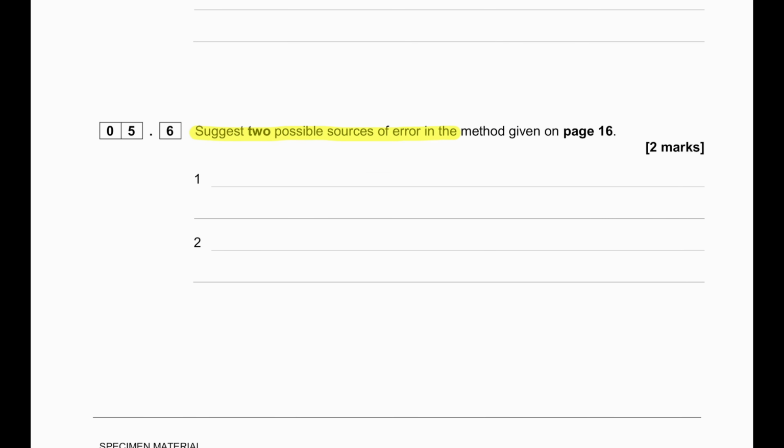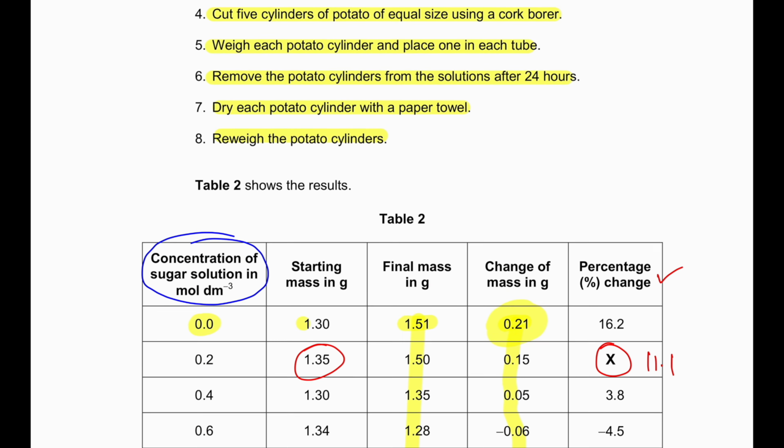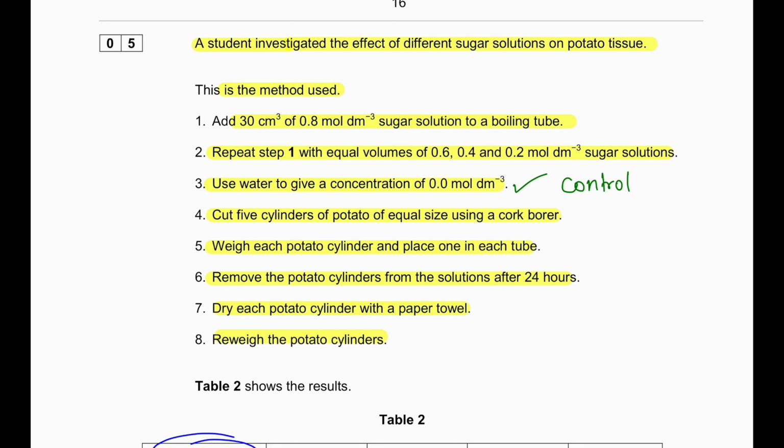Suggest two possible sources of error in the method given on page 16. If we analyze this particular process, we see that there can be an error in making the concentrations that the student has provided, like 0.8, 0.6, 0.4 and 0.2. And then there can also be a problem with drying the chips using paper towel. Either excess water or too little water will be removed, and that can affect the mass. Another source of error is the accuracy of the balance, which can also matter in getting a correct result.